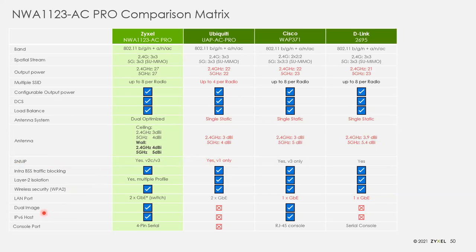Dual image firmware, which means if the firmware image gets corrupted for some reason, like during an upgrade, the old previously working firmware is kept and will automatically fall back. And of course, we offer a lifetime hardware warranty on the Pro, where Ubiquiti is just offering a 1-year warranty.